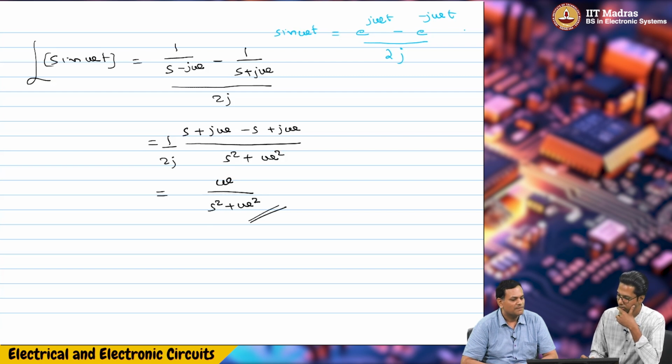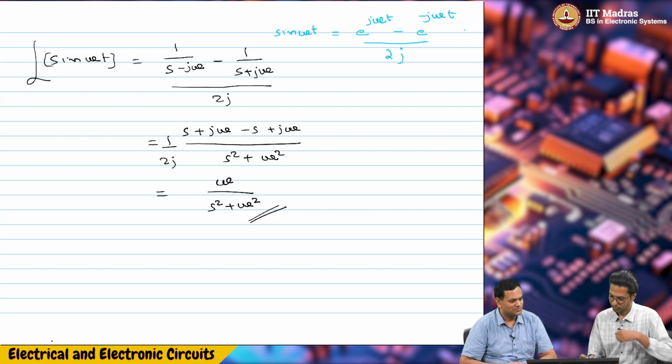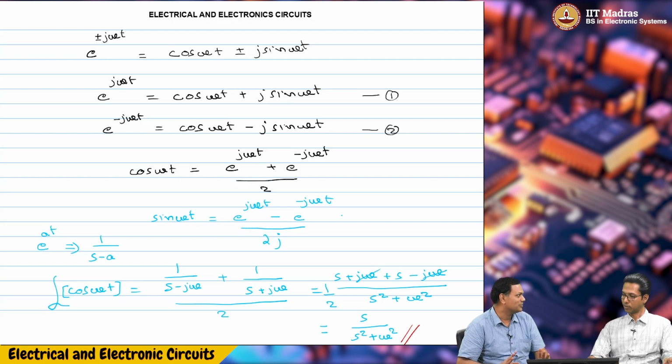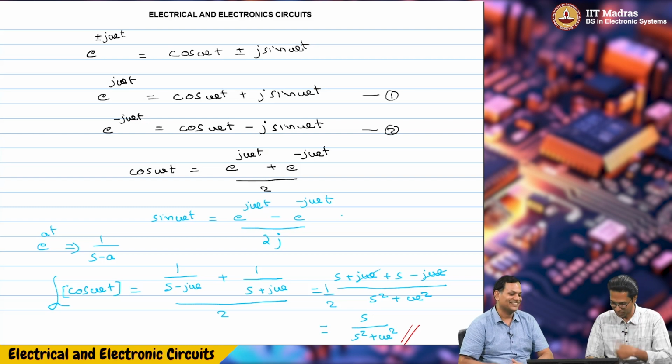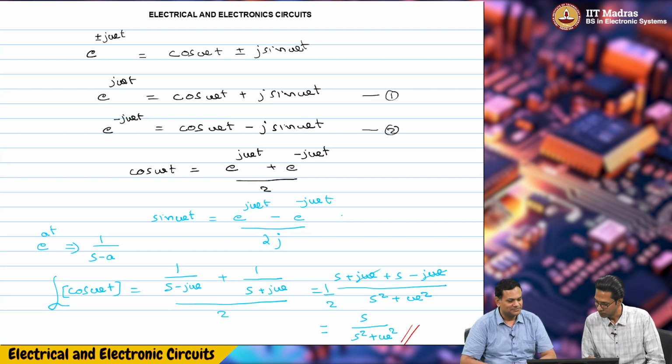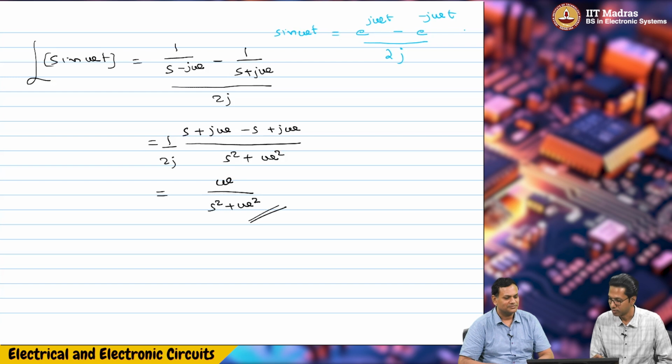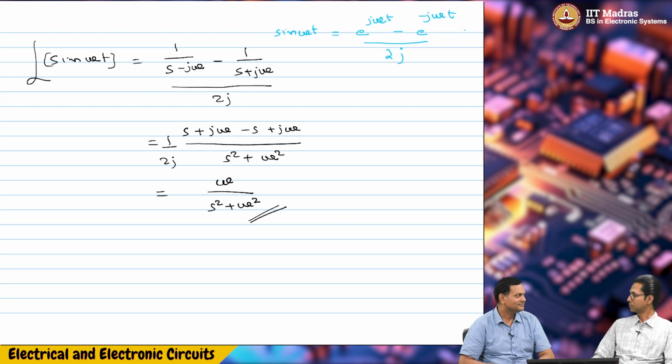So for cos and sine, only the numerator changes. The denominator has no change. Cosine has an s in the numerator, sine only has an omega in the numerator. Maybe that's a way to remember. This is one of the widely used input signals, so it's good to remember this. So we have the Laplace transform for sine and cosine.